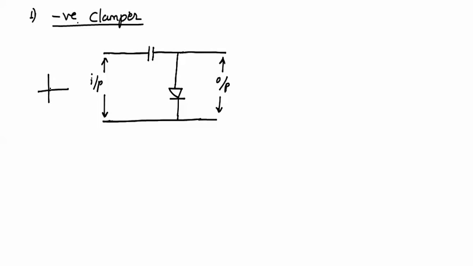Suppose we have this input as a sinusoidal wave. For this sinusoidal wave, we'll see the operation of this circuit and we'll draw the waveforms also. With this circuit, we'll be drawing the input and output waveforms parallelly.